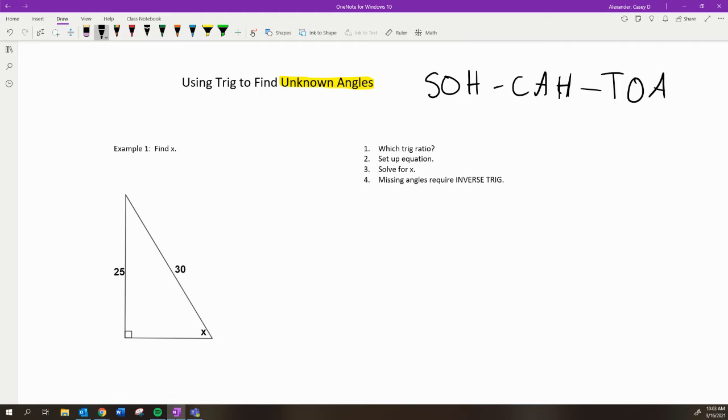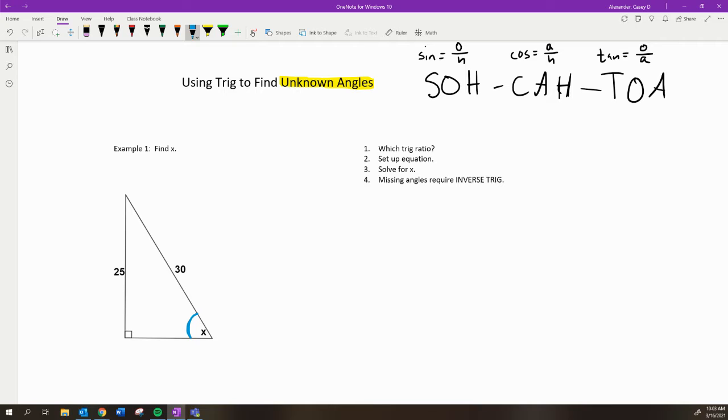And remember that SOHCAHTOA is a way to remember that the sine of an angle is equal to the opposite side divided by the hypotenuse. The cosine of an angle is equal to the adjacent side divided by the hypotenuse. And the tangent of an angle is equal to the opposite side divided by the adjacent side. And we always plug in an angle when we do a trig ratio, but what if we don't know the angle? So let's look at this first example here.